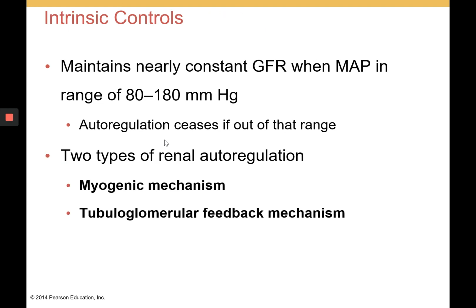So the intrinsic controls are trying to maintain constant GFR, regardless of what's happening to mean arterial pressure, which is what's happening in the rest of the body. Mean arterial pressure, if you don't remember, is cardiac output with peripheral resistance taken into account. Within the range of 80 to 180 millimeters of mercury, before the extrinsic controls take over, GFR is maintained regardless of what happens to MAP. There are two types of renal autoregulation for maintaining a nearly constant GFR in the kidneys: the myogenic mechanism and the tubuloglomerular feedback mechanism.